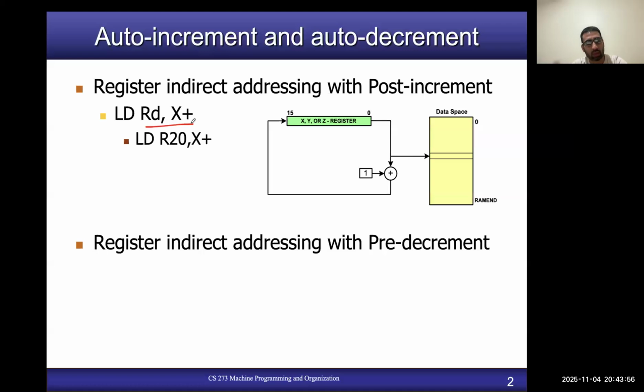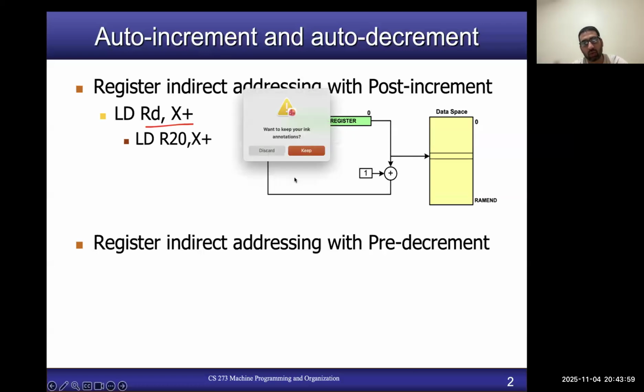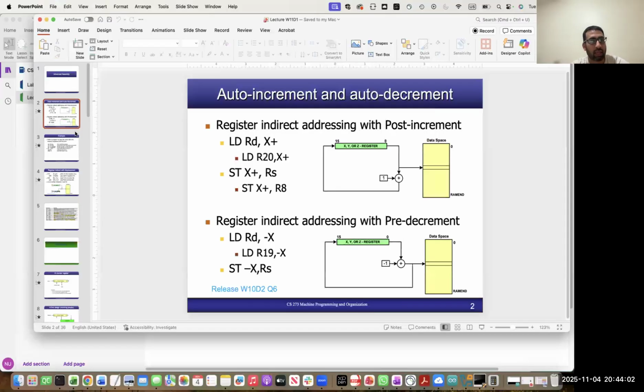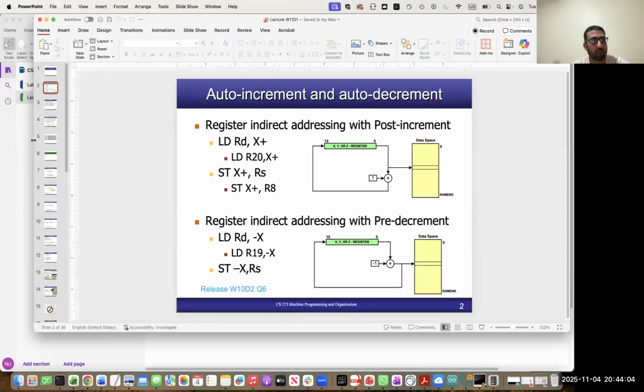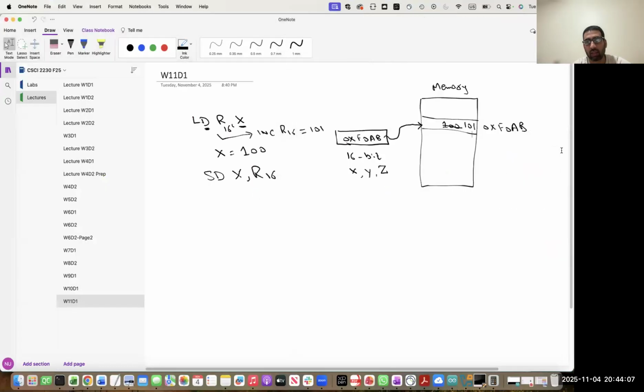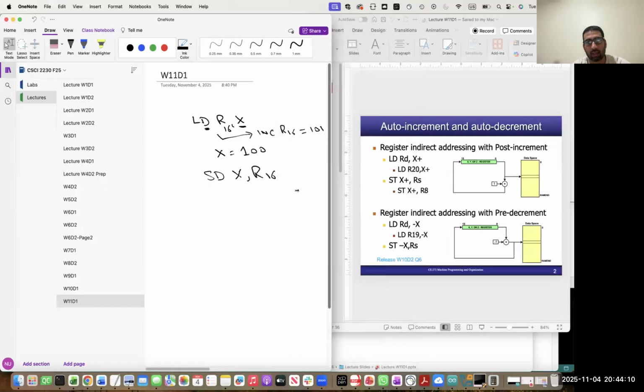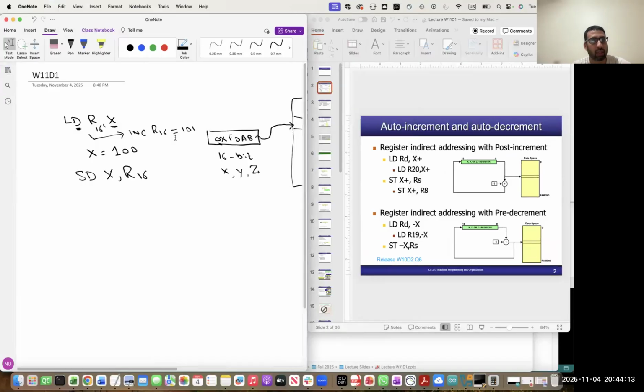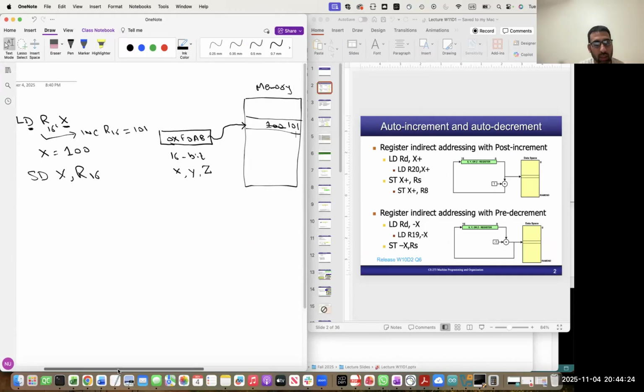So here what will happen is, I think I need to go to OneNote again to explain this. Actually, instead of going back and forth, I can put them side by side so that we can save time, right? So now remember, what is the value of X? X is pointing to this address, which is F0AB, right?